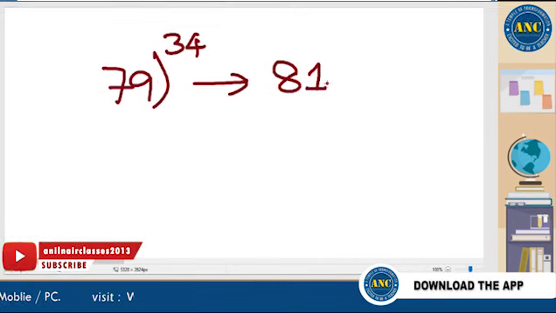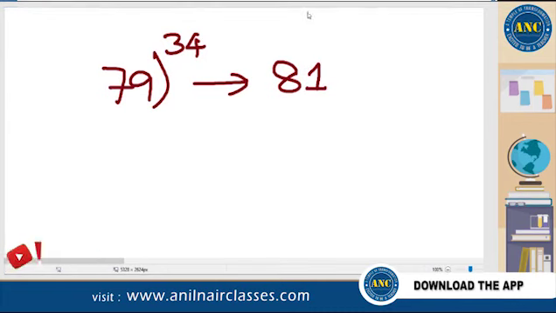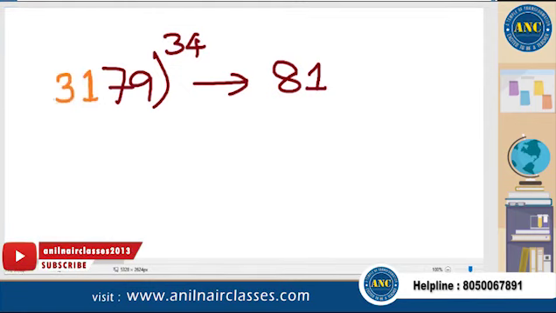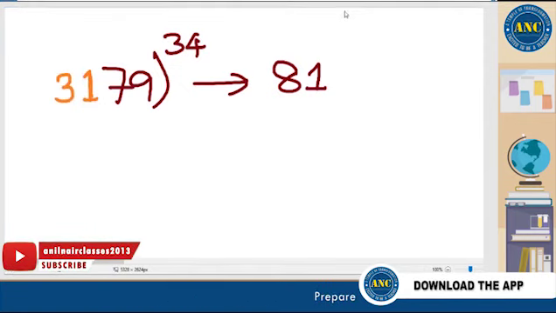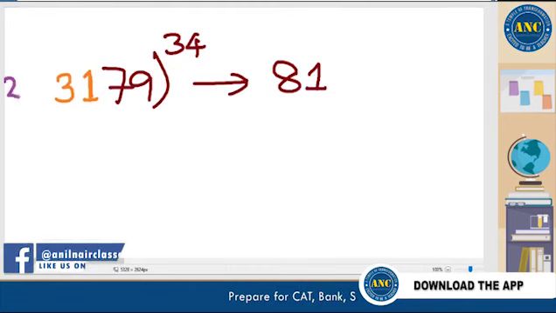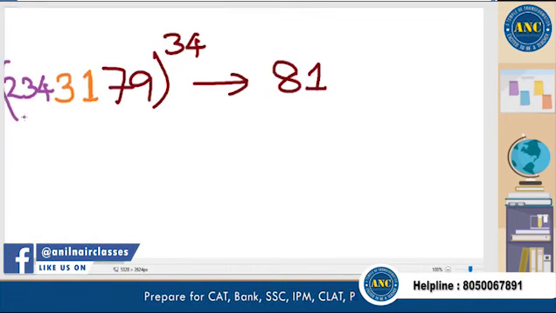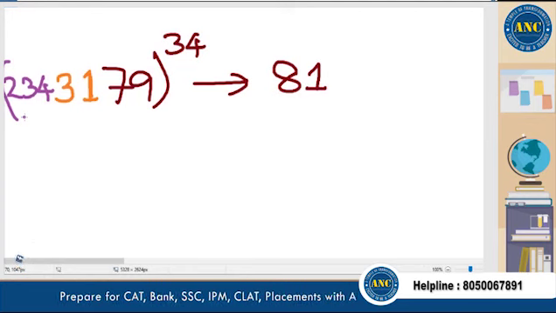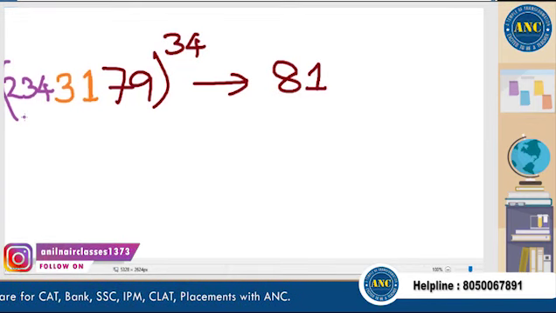81. Now, not only 79 power 34. You take it as 179 to the power of 34. Still it is 81. You take it as 3179 to the power of 34. Still it will be 81. You take it as 2343179 to the power of 34. Still it is 81. That means, what is it that we are doing here?